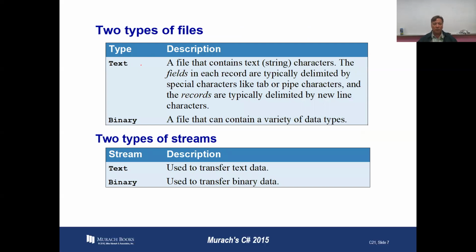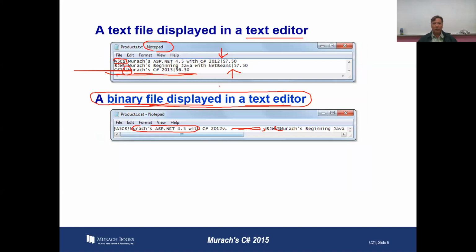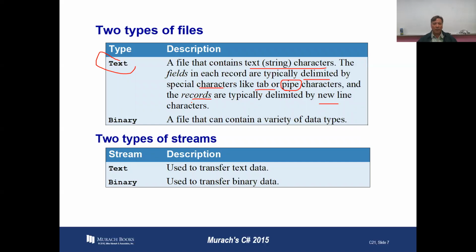So there are 2 types of files. There's text files, which contain text strings. The fields of each record are typically delimited by some character, like a tab, or this vertical bar, which is called a pipe character. And records are usually delimited by a new line. So like in this example, there are 3 records, 1, 2, 3.